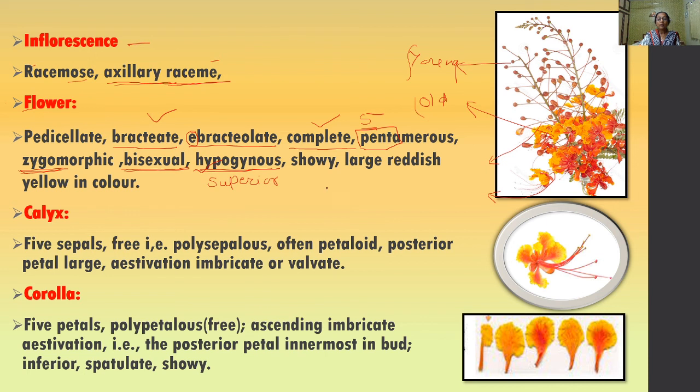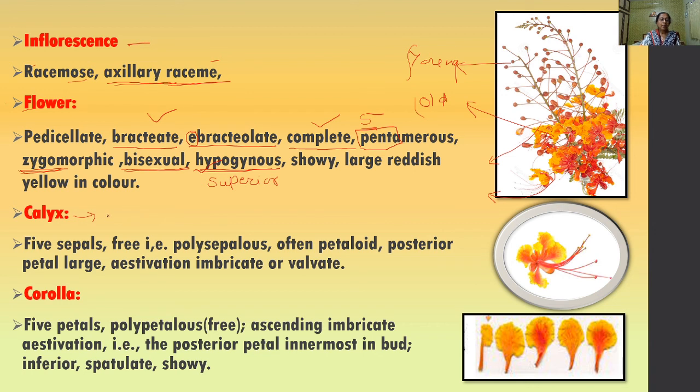You all know, you have seen this flower. It is a showy flower, very attractive in its color and having bright coloration, that is reddish yellow in color.